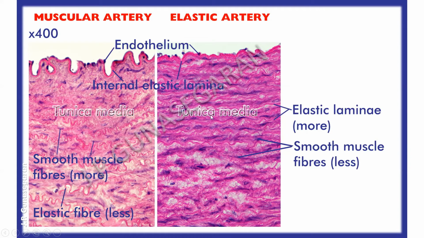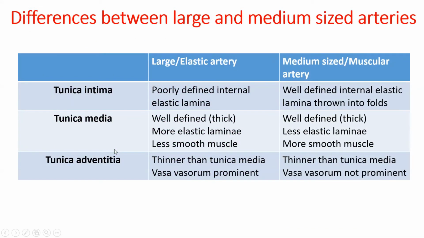Compare the structural details of these two. You can see a well-developed internal elastic lamina in the tunica intima of the muscular artery, whereas the internal elastic lamina is not well developed in the elastic artery. Moreover, the elastic laminae are plentiful in the tunica media and the muscle fibers are very few. It is vice versa in the muscular artery. The same differences have been shown here in the form of a table.